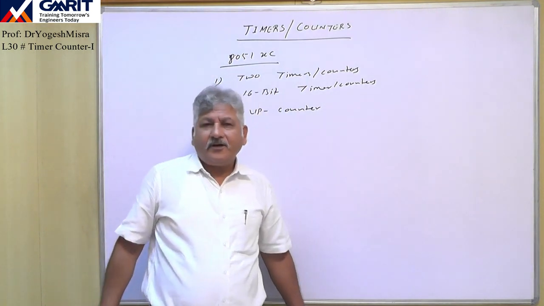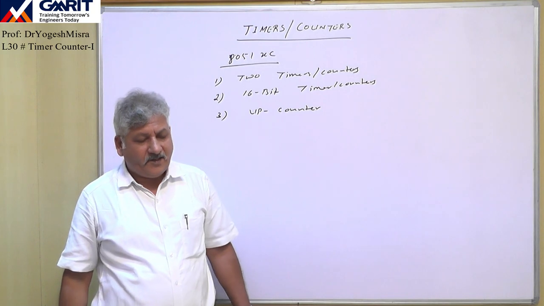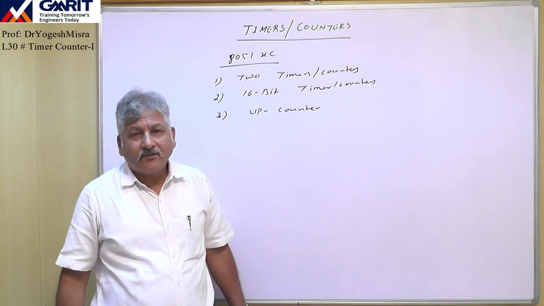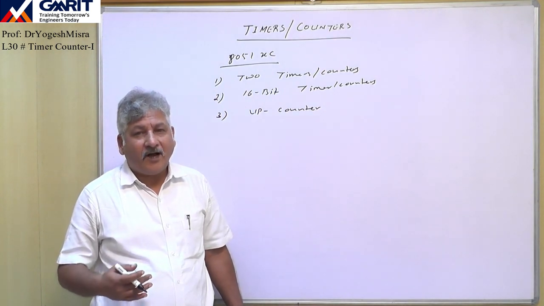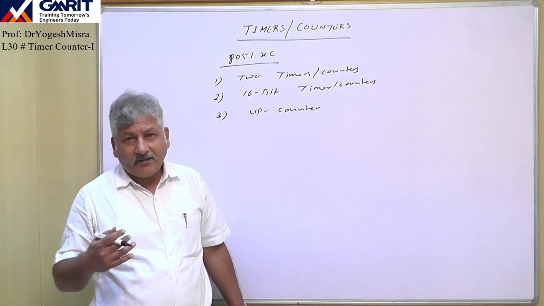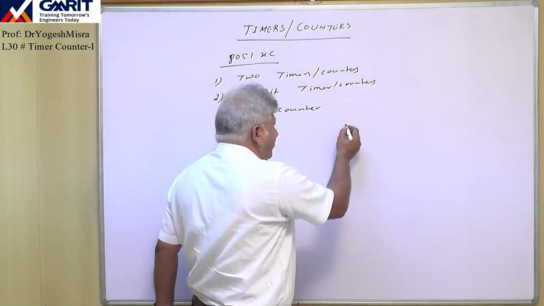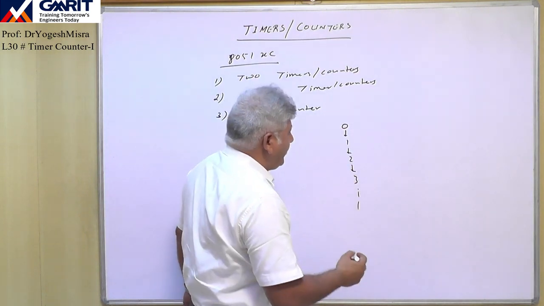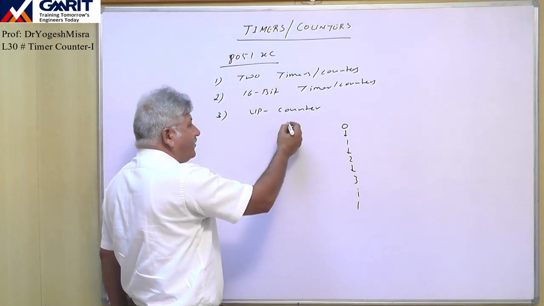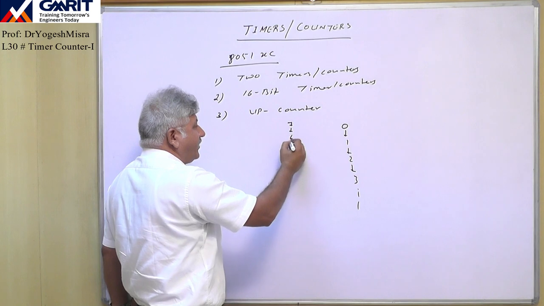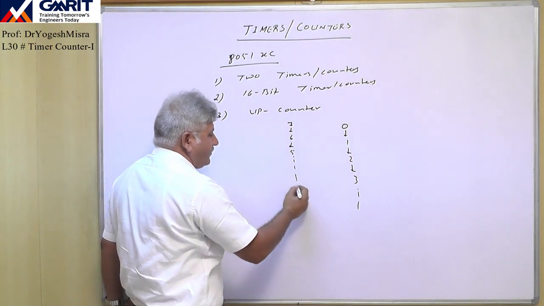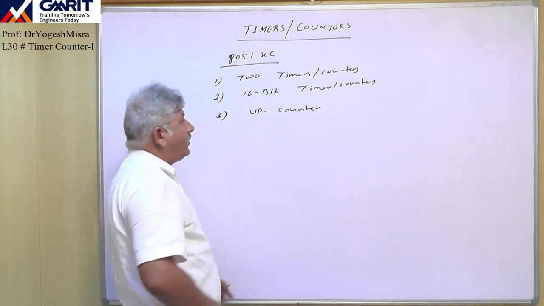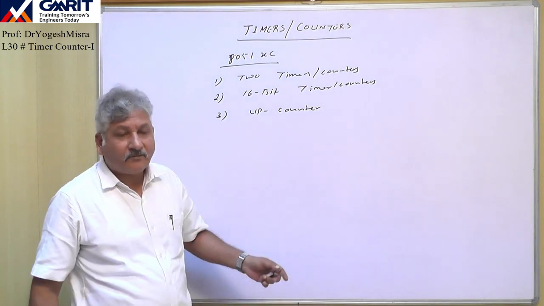In your digital electronics or digital system design subject, you may have studied counters. Counters are of two types, up counter and down counter. In case of an up counter, the counter counts from 0, 1, 2, 3 in this way. In case of a down counter, it counts from the higher side, for example 7, 6, 5, like this, down to 0. In case of 8051, both the counters are up counters.